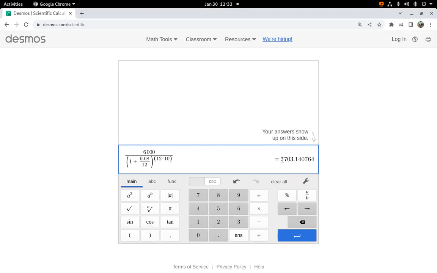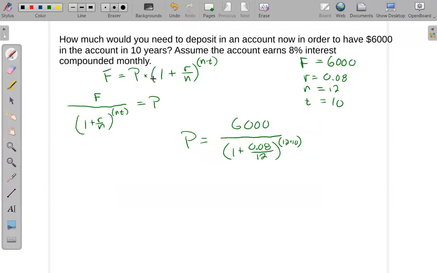So this says if I deposit now $2,703.14. So that should be the present value of $6,000 in the future at 8% compounded monthly for 10 years.